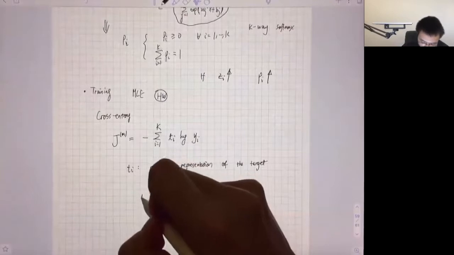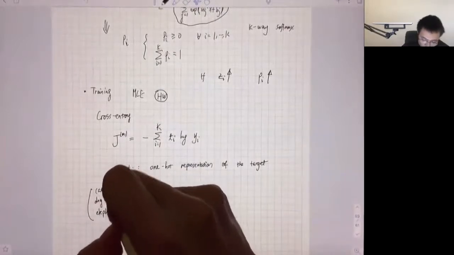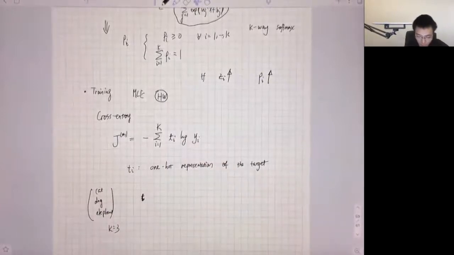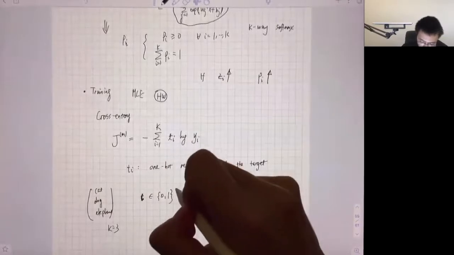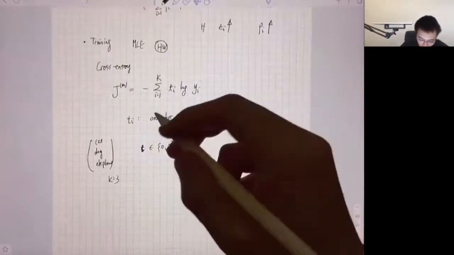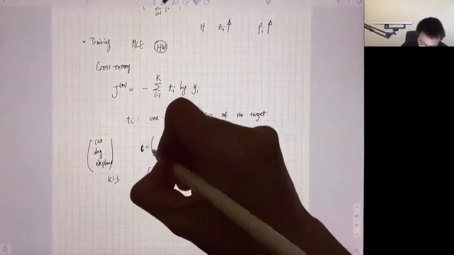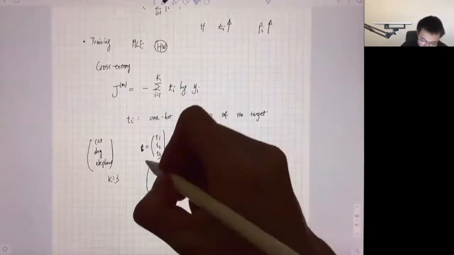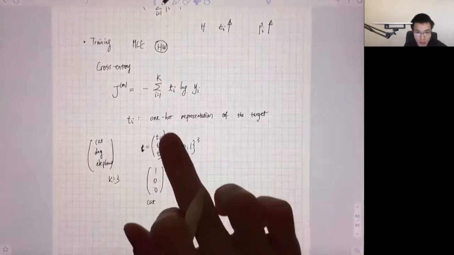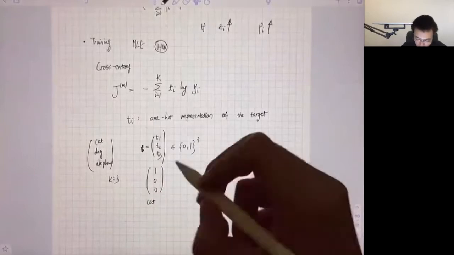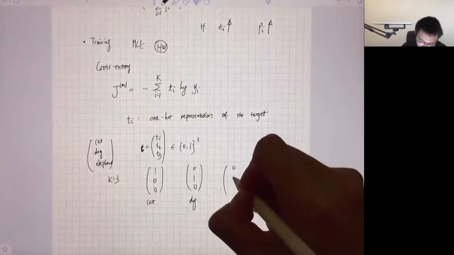Suppose I have 3 animals: cat, dog, elephant. Then K equals 3. I can represent the target as a one-hot vector, bold t in R to the power of 3, more specifically in {0,1} to the power of 3. If it's indeed a cat, then t is t1, t2, t3 equals 1, 0, 0. If it's a dog, then it becomes 0, 1, 0. And if it's an elephant, then 0, 0, 1.